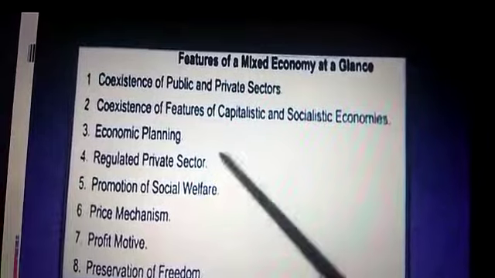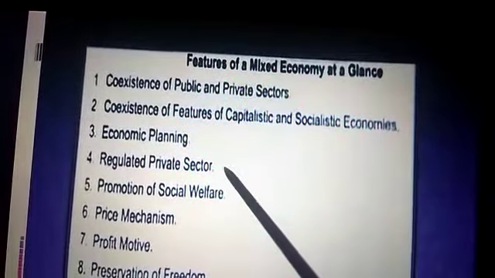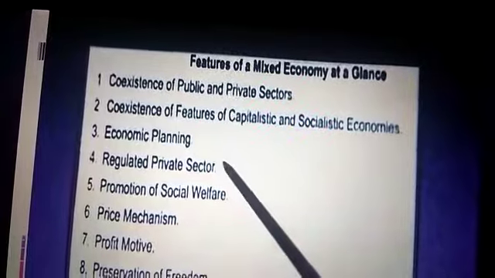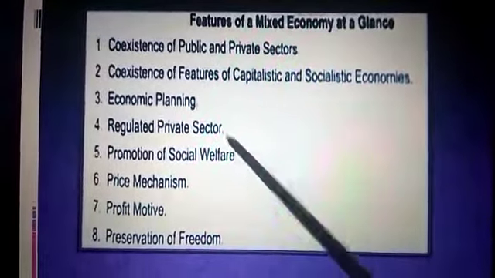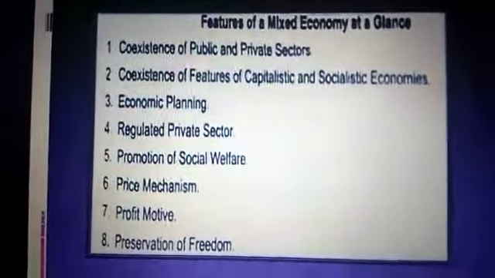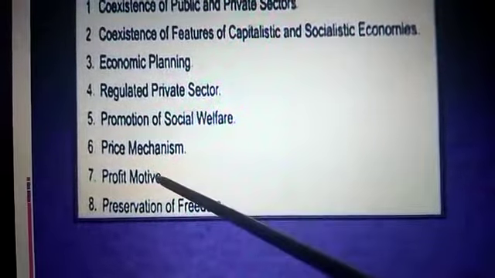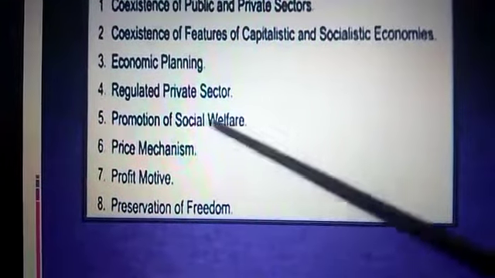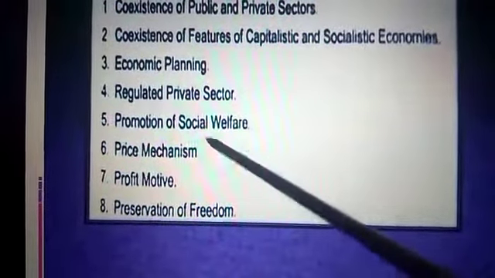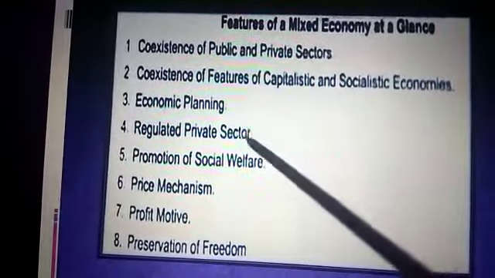Not that they will not be able to earn profit. They are able to earn profit, but there's a limit to the amount of profit they earn because here there's a combination of motive. A profit motive as well as social welfare motive. Hence, the private people's interests are protected by providing them profit. The consumers' interests are also provided by following the motive of social welfare. There's a government who regulates the private sector.